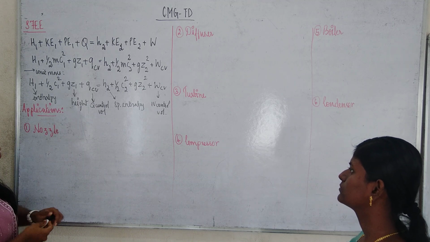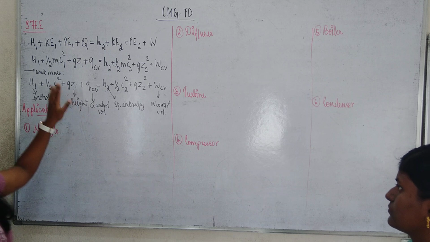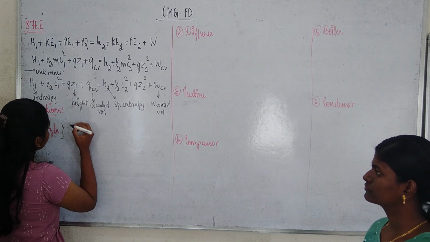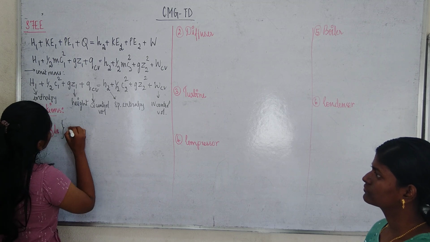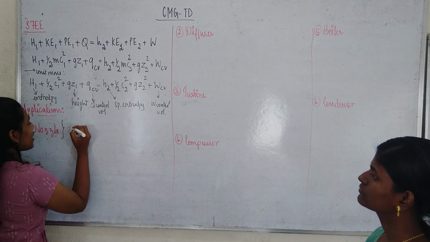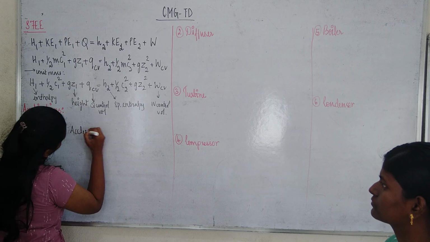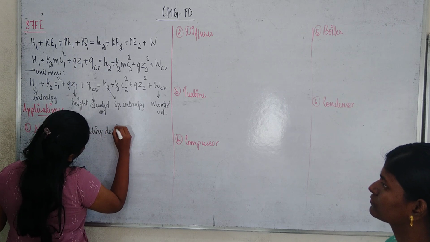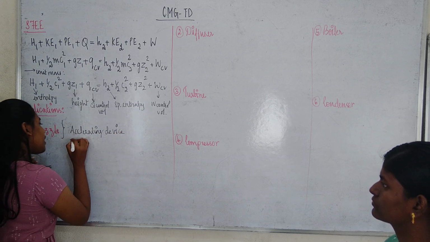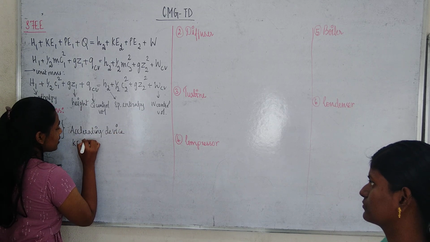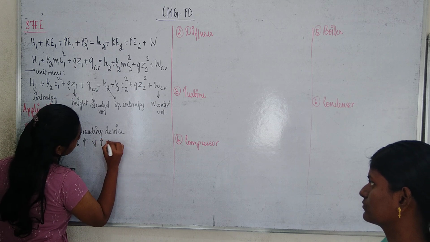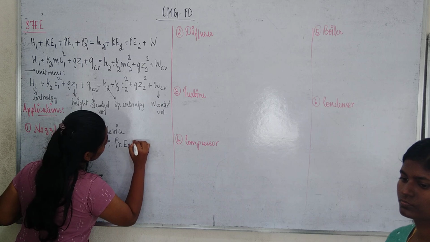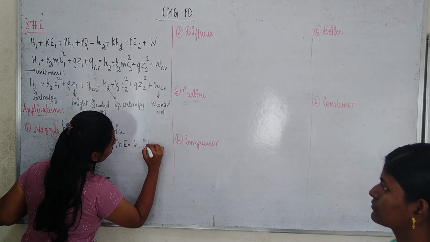Now we'll be seeing the 6 applications in which the steady flow energy equation is applied. Firstly, nozzle. As we all know, a nozzle is an accelerating device. As it is an accelerating device, kinetic energy in the nozzle increases and volume increases, while the pressure energy decreases and the pressure also decreases.